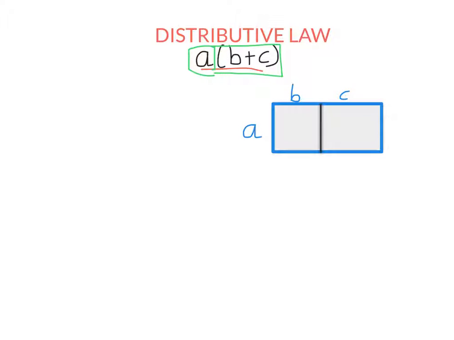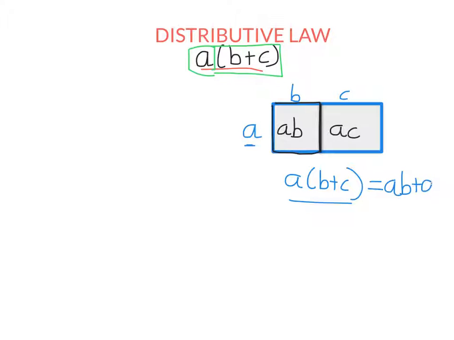So if we have this rectangle here on screen, its area must be length times by width, and the width of the rectangle is b plus c. But of course we can divide it into two smaller rectangles without changing its area. The area of this rectangle here is just a times b, and of the other one is a times c. So the area of this rectangle is a outside of b plus c, but it's also ab plus ac, and that's just explaining why the distributive law works.